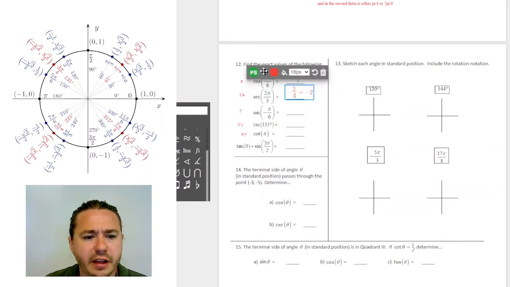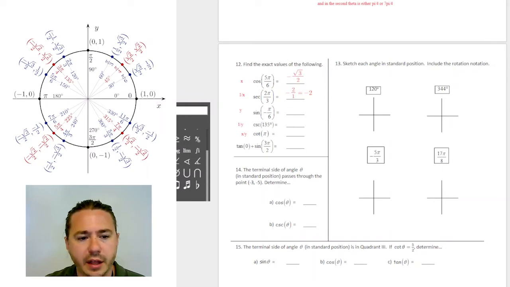So sine of negative pi over 6. Negative pi over 6 is coterminal to 11 pi over 6, right? Because you're rotating downwards, pi over 6. So you can see how it would be coterminal to 11 pi over 6. And we're looking at the y value there, and the y value is negative 1/2.